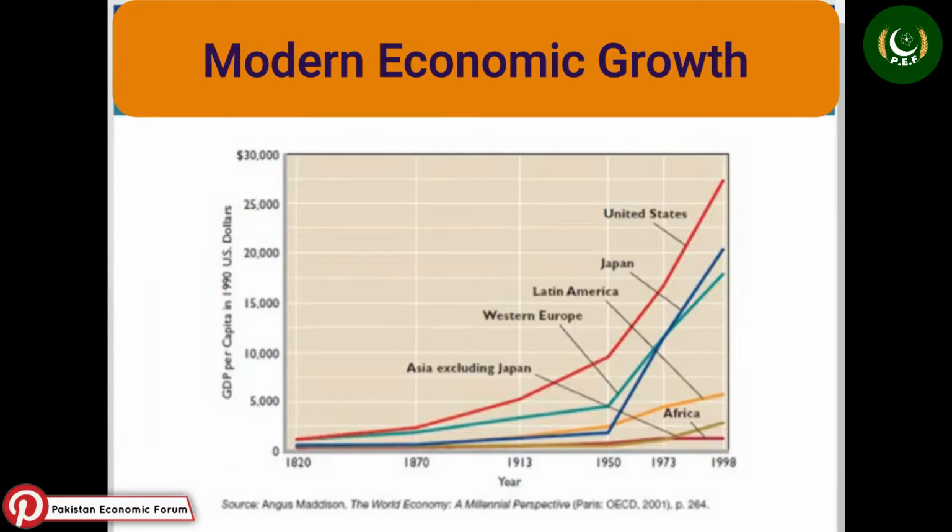This graph illustrates the large differences in the standards of living across nations. Before modern economic growth, the standards of living were much more equal, but with nations experiencing modern economic growth at different times, the standards of living vary greatly.